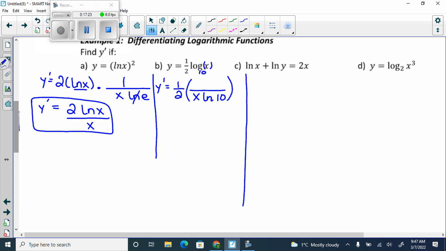This one, I could have rewritten as 2 log base e of x. We agree? So I wrote ln e because that was my base this time. It's just that ln e goes away. This one is ln 10. And then I do the derivative of what's in the bracket on the top. What's the derivative of x? 1. So I get 1 over 2x ln 10.